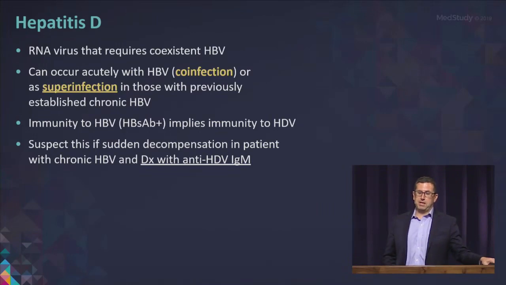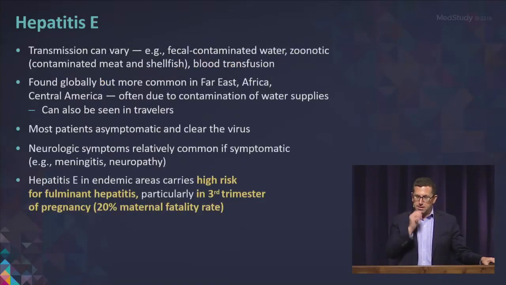Immunity to hepatitis B with positive surface antibody implies immunity to hepatitis D. And again, suspect this if you have a patient with Hep B who all of a sudden has a sudden decompensation. You definitely want to check Hep D serologies to see if they have superimposed hepatitis D.